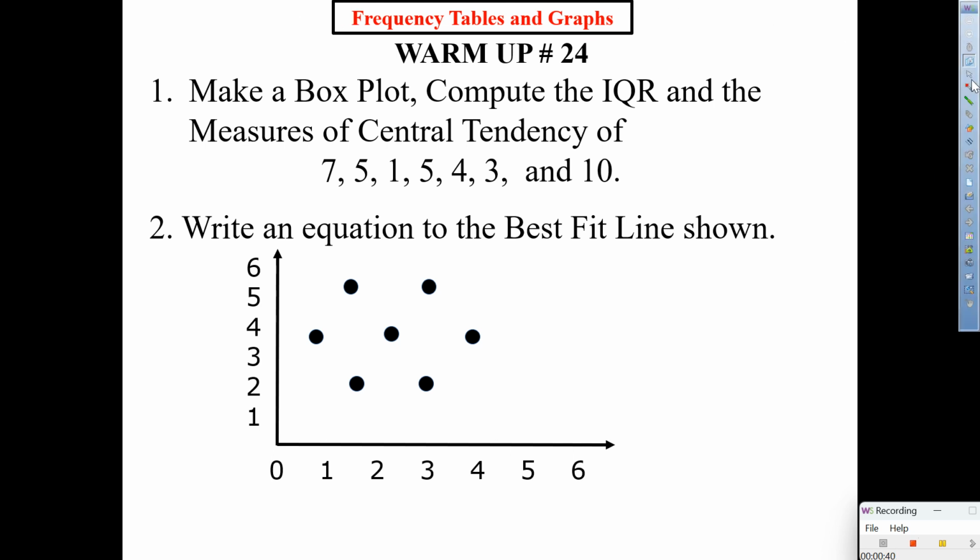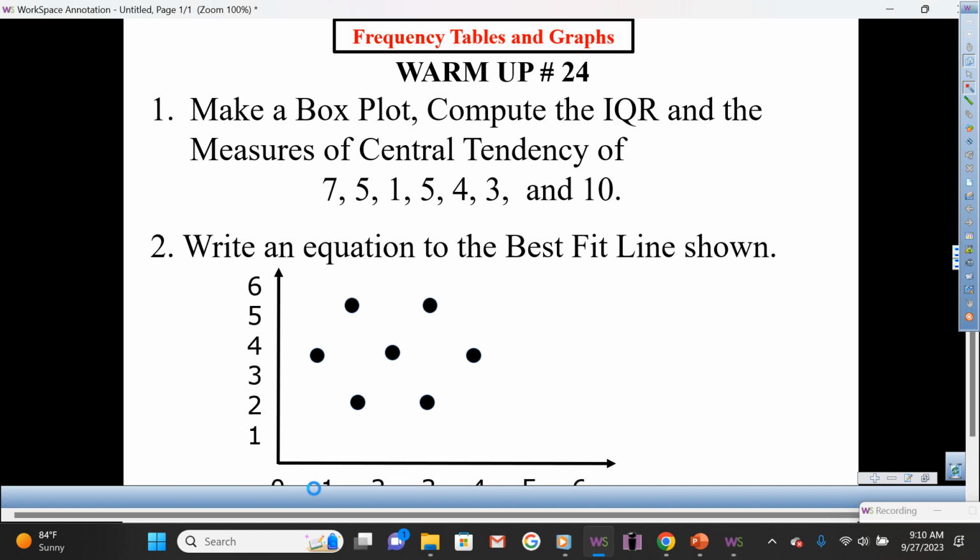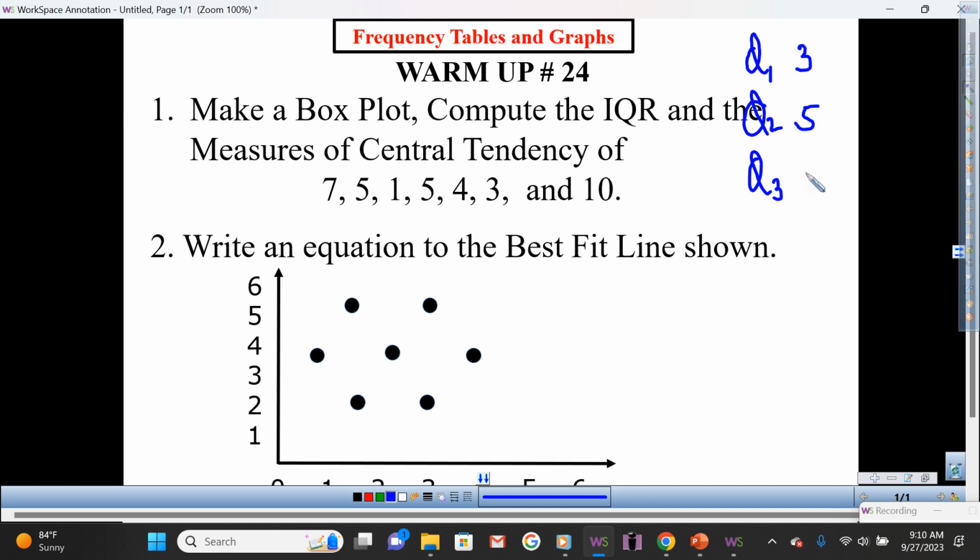What did you get for Q1, Q2, and Q3? Share with your neighbor really quick, just to make sure I don't catch anyone off. What did you get, Jaden? And then min and max are 1 and 10. And then you got your box plot, yes? All right, so now we need the measures of central tendency. Tell your neighbor your measures, please. What are the measures?